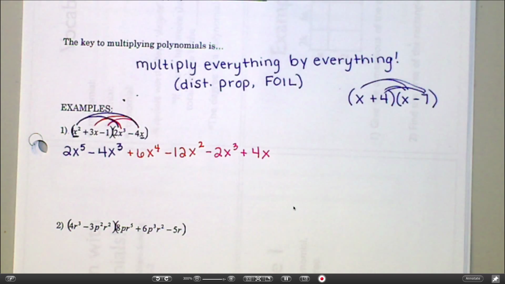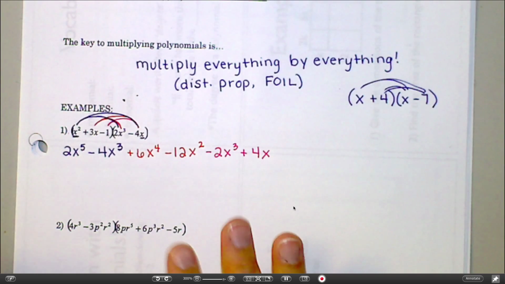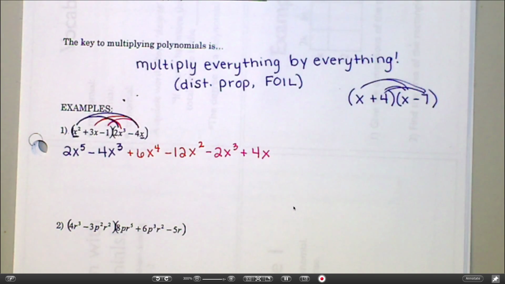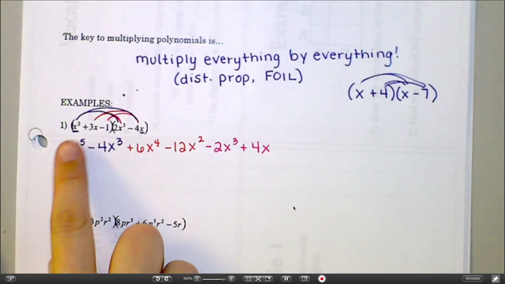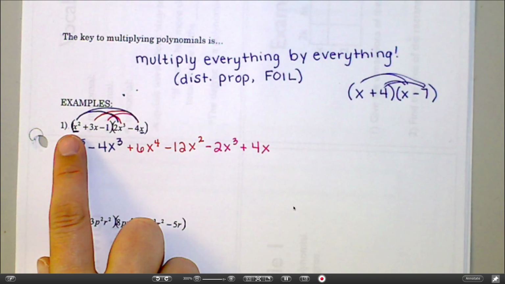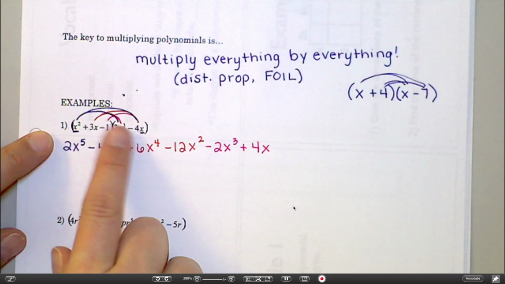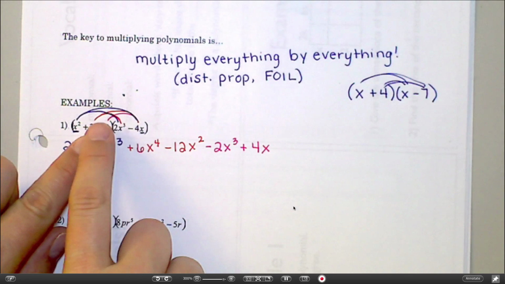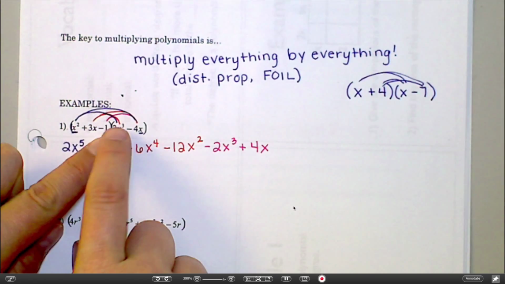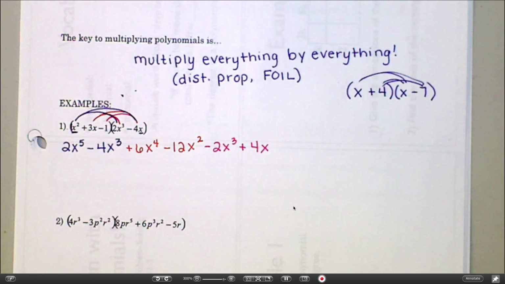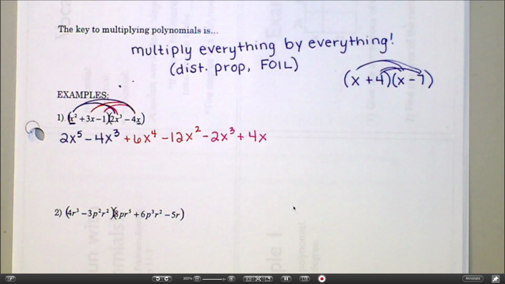What I would do as you're going through this, because the problem is you can get disorganized. And if you start randomly multiplying things together, you might miss something. So I would do it either how I just did it, where I start with this term and multiply it by everything, and then I go to this term and multiply by everything, and then I go to this term, multiply by everything. Or I'm going to show you another method down here with a box that you can use. Now what we need to do is combine like terms.